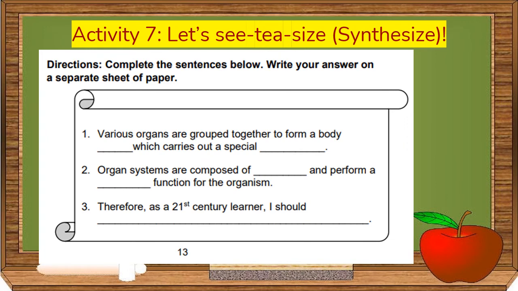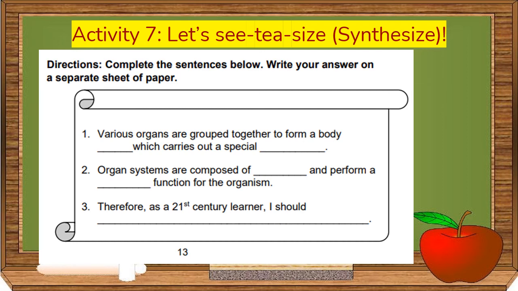For activity number 7, let us synthesize and integrate what you have learned in activities 1 to 6. Directions: complete the sentences below. Okay, number 1. Various organs are grouped together to form a body blank. What is that blank? That is system, which carries out a special function. Okay, that is number 1. For number 2, the organ system is composed of blank, it's an organ, okay, composed of organs, and performs a specific or major function for the organism.